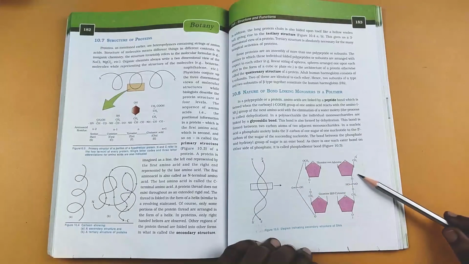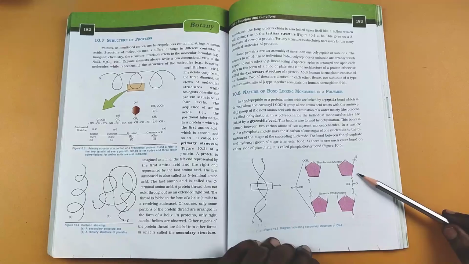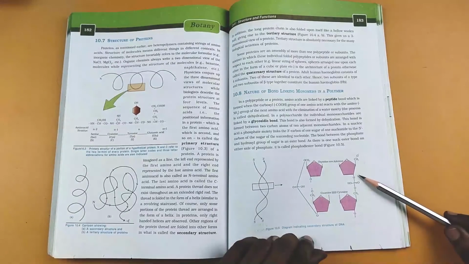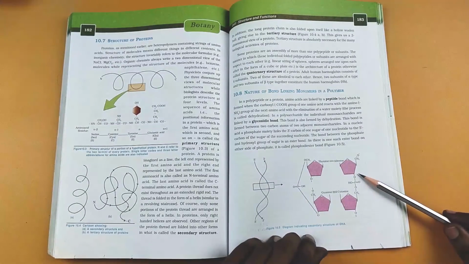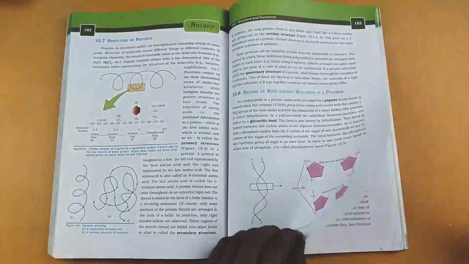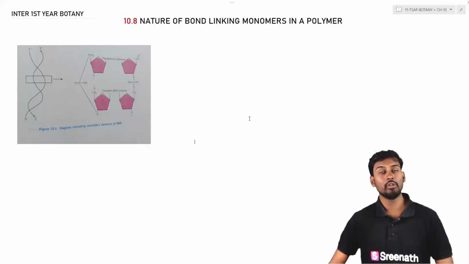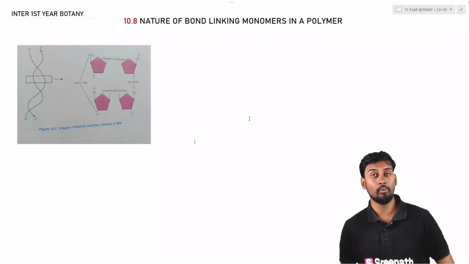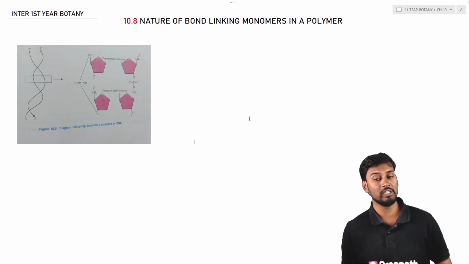So the links between the double stranded DNA molecules, here we can see that is the secondary structure of the DNA, where we can see the phosphodiester bond is the one which is linking the monomeric form of the nucleotides. So coming to the eighth topic, that is about the nature of bonding linkage between the monomers within the polymer. The polymeric molecule generally consists of monomeric molecules which are joined together by means of bonds.